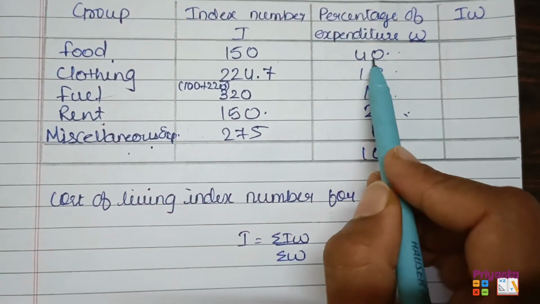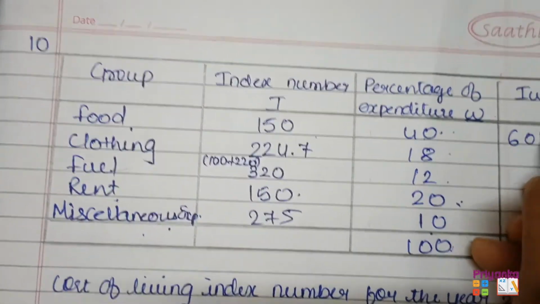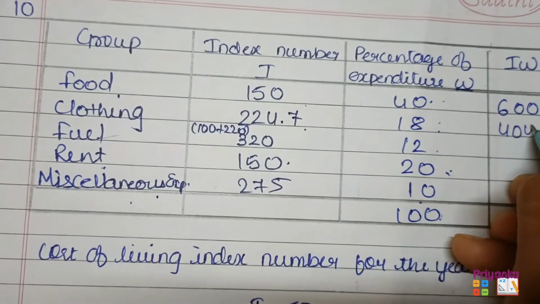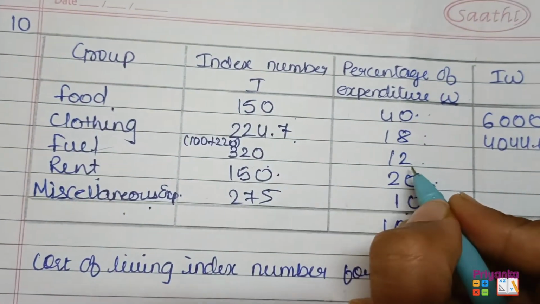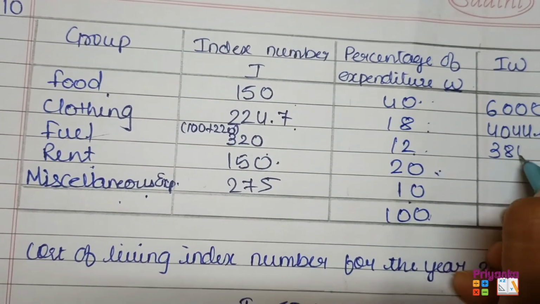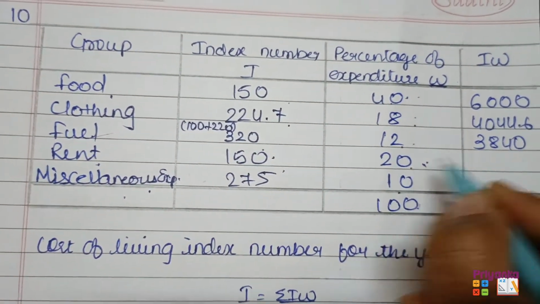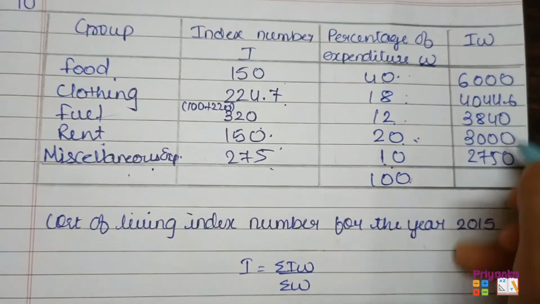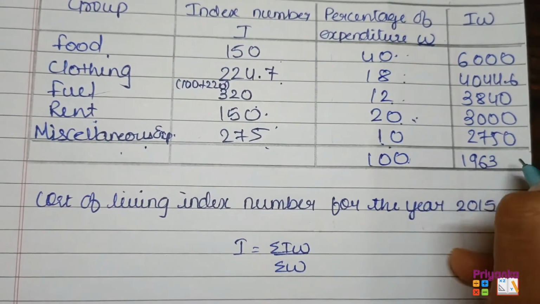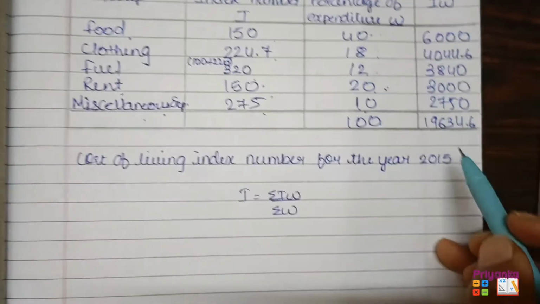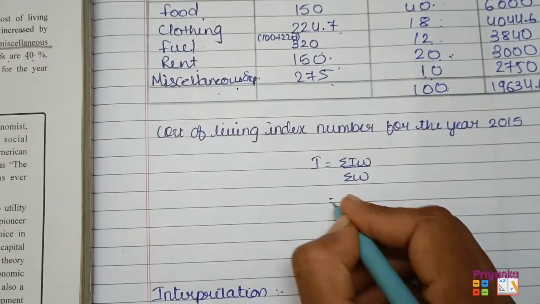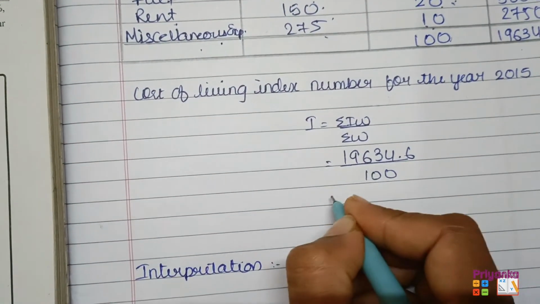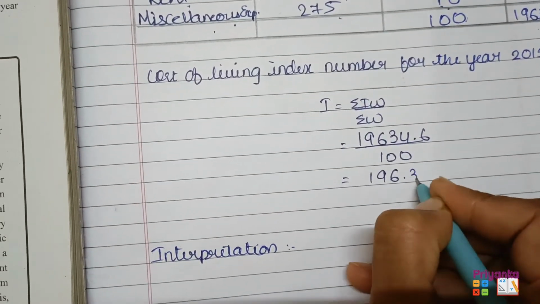Now here we are ready with the I information as well as the W. Get them multiplied. 150 multiplied by 40 we will get 6,000. 224.7 multiplied by 18 that is 4044.6. 320 multiplied by 12 that is 3840. 150 multiplied by 20 that is 3,000. 275 multiplied by 10 that is 2750. Get the total, 19,634.6. After getting the total, take them into the formula. 19,634.6 divided by 100. Here you get the answer 196.35.